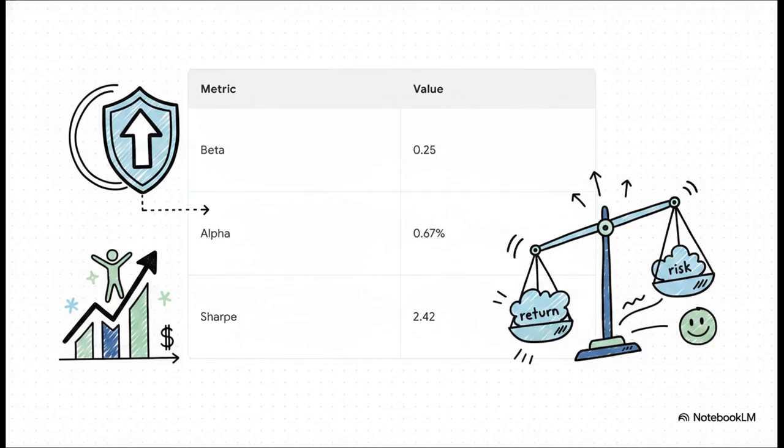Let's rapid fire through the rest of this risk dashboard. The beta is at 0.25, meaning it barely reacts to broad market swings. The alpha is 0.67%, which is that juicy outperformance generated by the fund managers being active and beating expectations. And finally, a Sharpe ratio of 2.42. That is fantastic. It means the fund is delivering a very high return for a surprisingly low amount of risk.